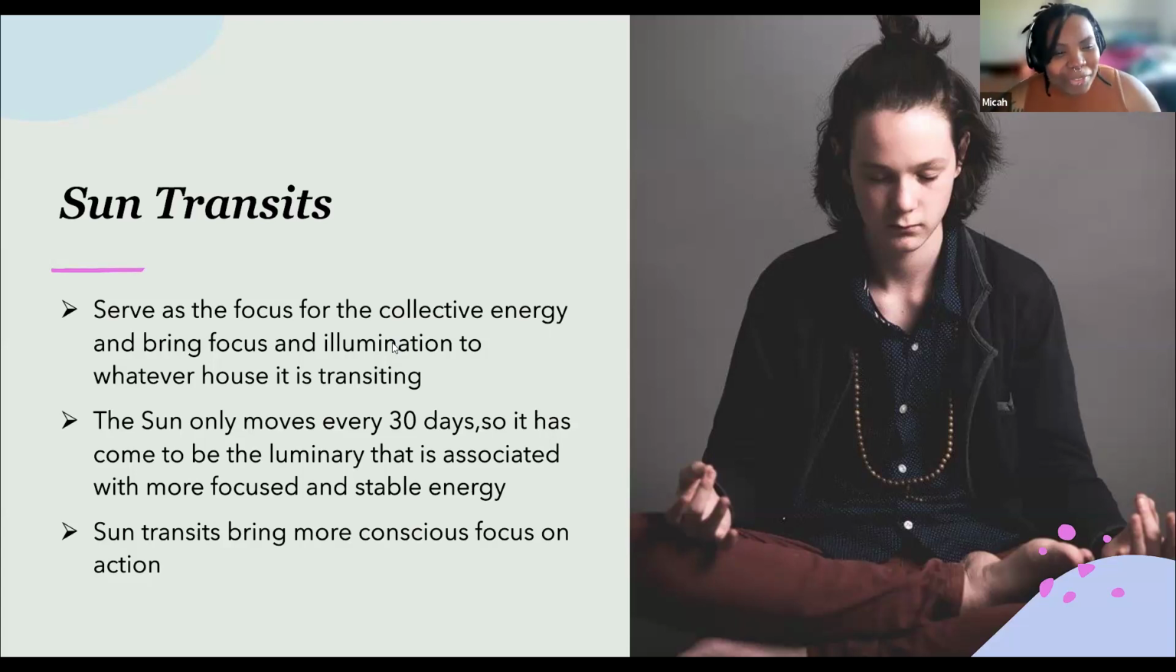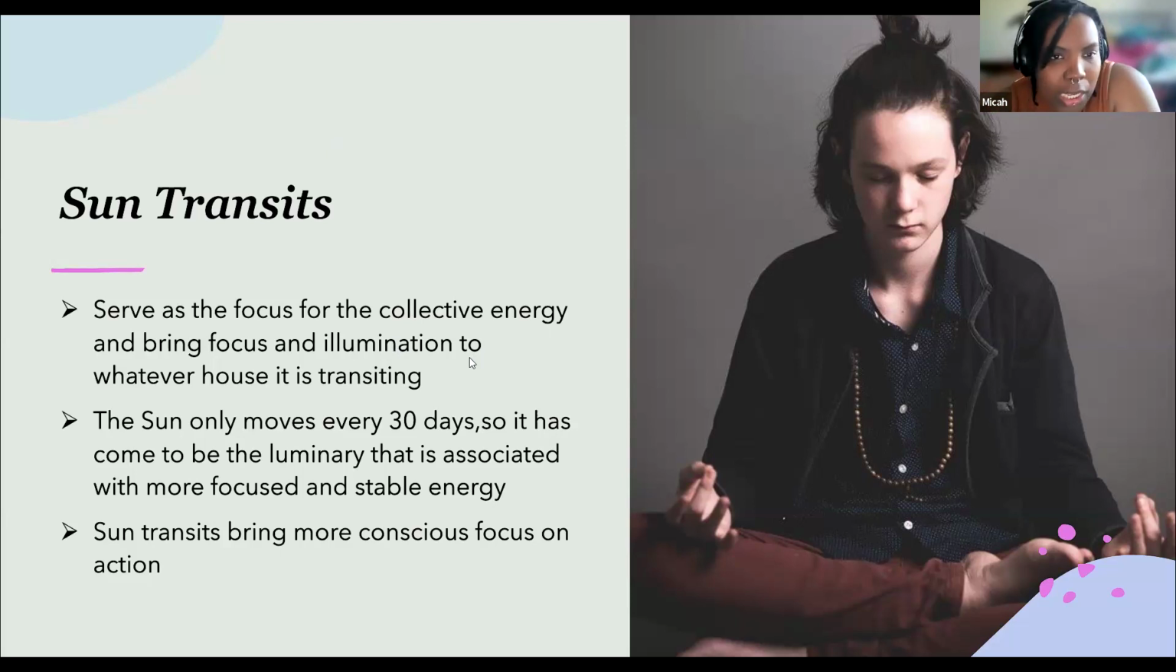And so anyway, let's see, the sun only moves every 30 days. Wait, did I read this already? No. So the sun only moves every 30 days, so it has come to be the luminary that is associated with more focused and stable energy. Another reason why it doesn't do its best in the eighth.